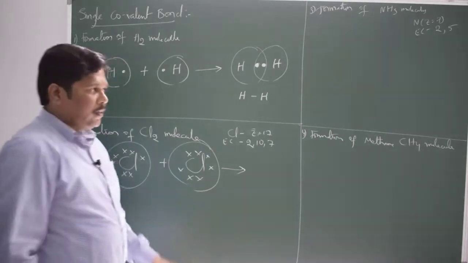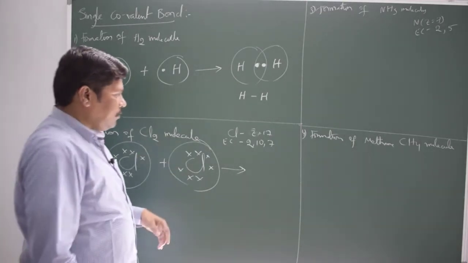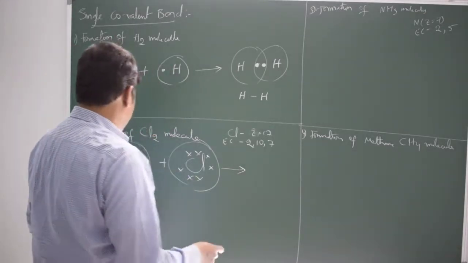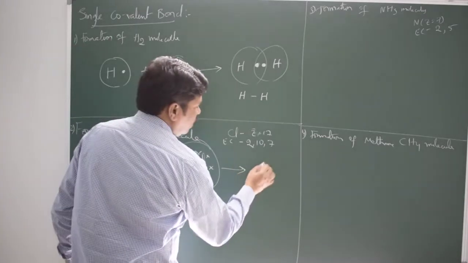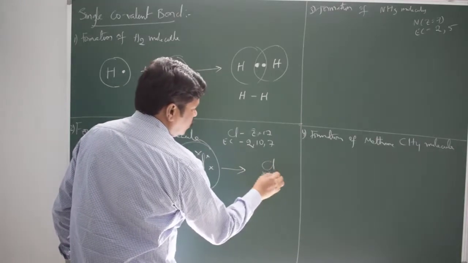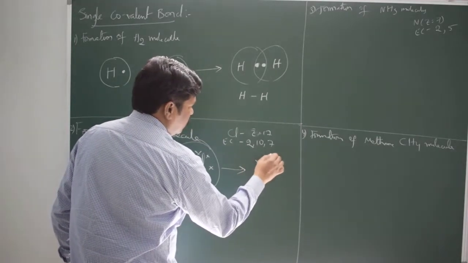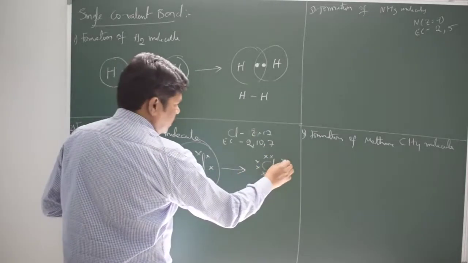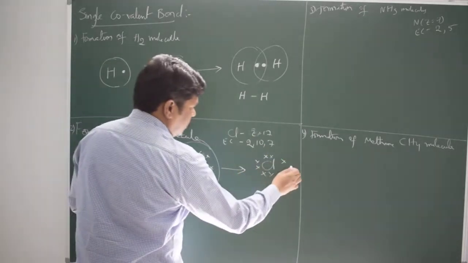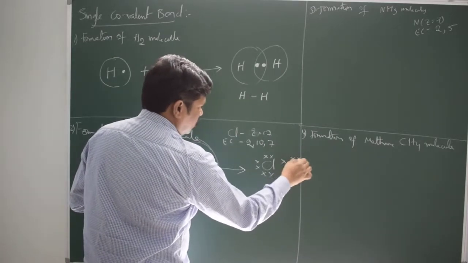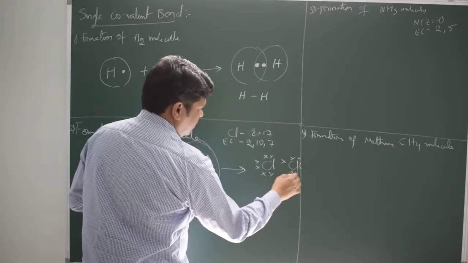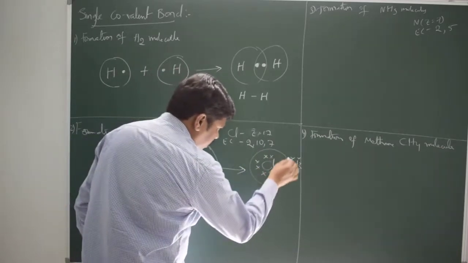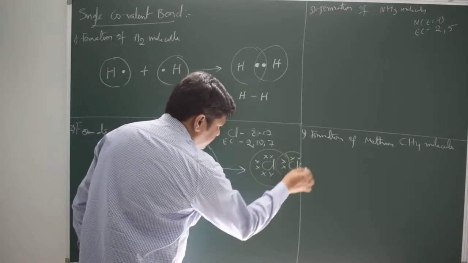Each will have the electronic configuration of the nearest noble gas, argon. So chlorine atom 1, 2, 3, 4, 5, 6, and the seventh one I'm going to write here. For this one, chlorine atom 1, 2, 3, 4, 5, 6, 7, 8, like this. So each one is going to share one electron.